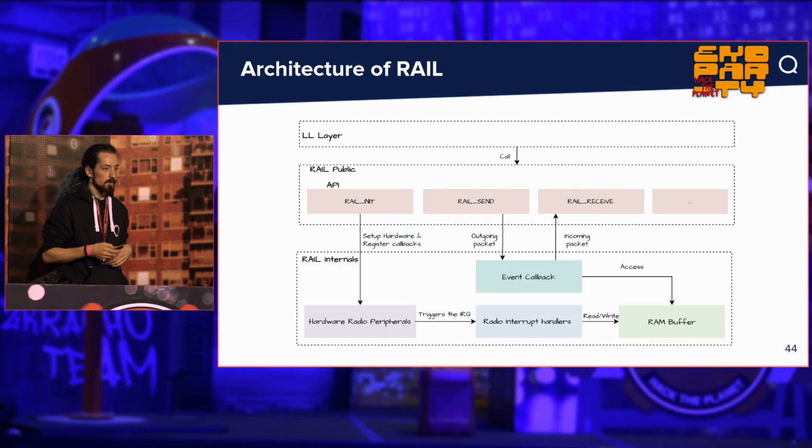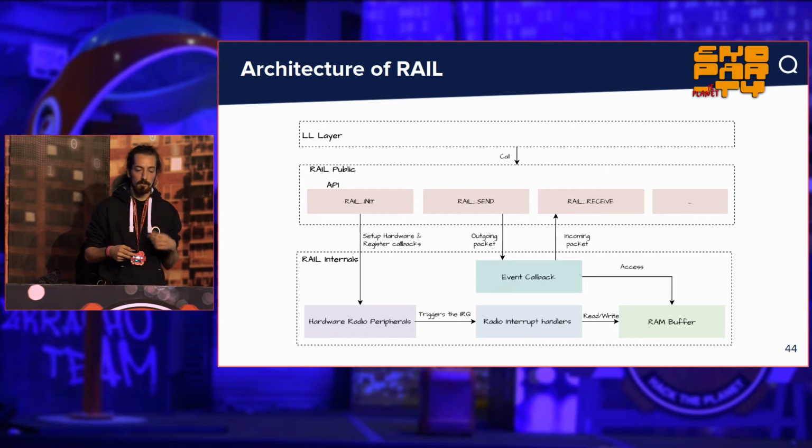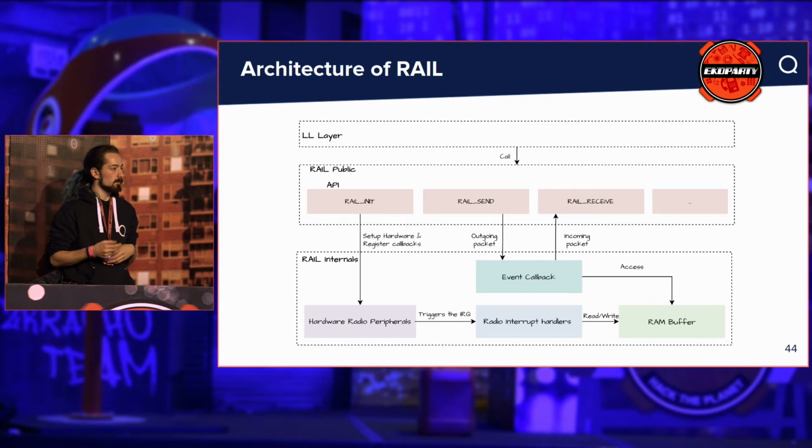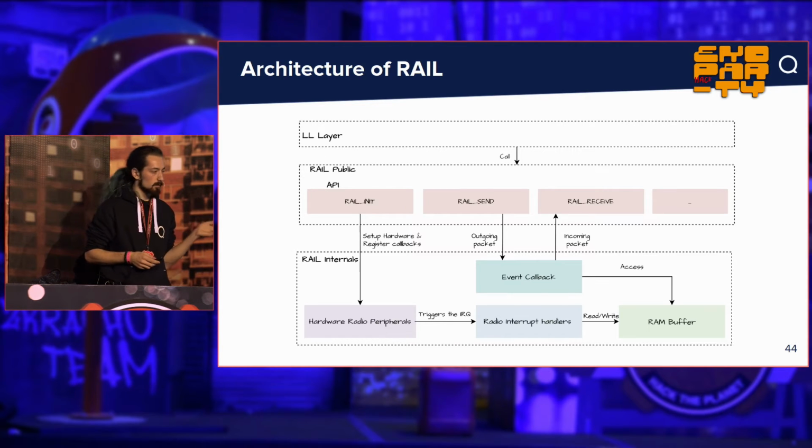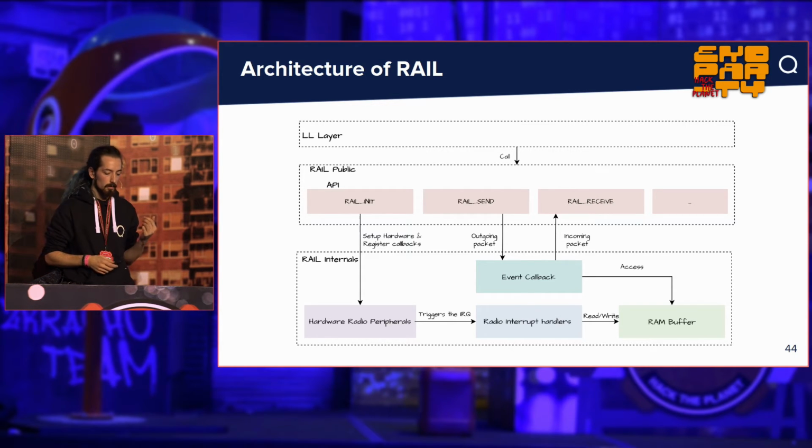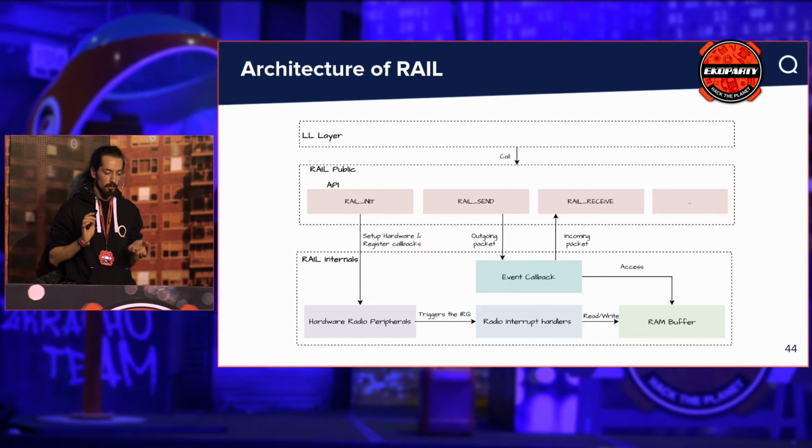Then, once the packet is received, some hardware peripherals may trigger what is called an IRQ, so an interrupt handler. This interrupt handler will take the data they are currently handling and copy it over to some buffer in RAM, some global buffer, which can then later be accessed by the event callback. This callback is the core of the Rail library. It is called periodically to process any available data, and it manipulates the packet data over a synchronized queue that the higher level protocols can use, for example, for sending or receiving packets.